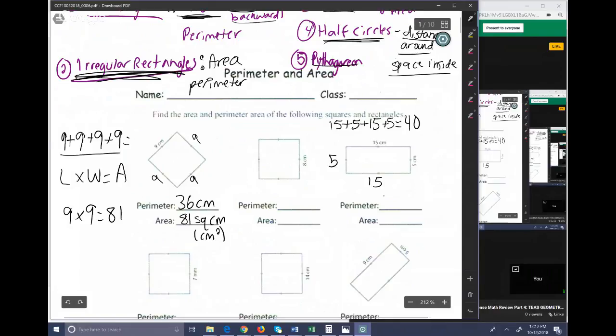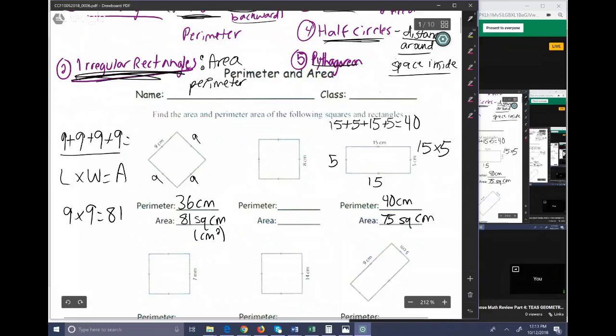And then again, it's just going to be the unit. So in this case, it's again centimeters. They'll give you a unit name if they want you to have one. If they don't give you one, you're just going to use units as a generic. Area, we're going to do length times width. This time that's going to be 15 times 5, which is 75 square centimeters.